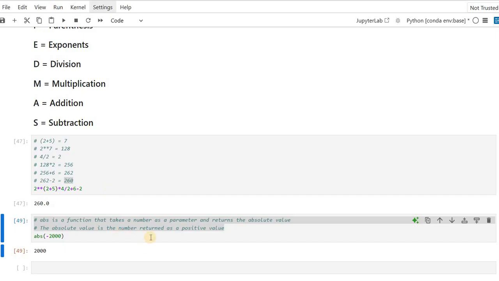So that's all I wanted to discuss with you in the case of operators. This is very simple and I hope that you have understood and followed the lecture.